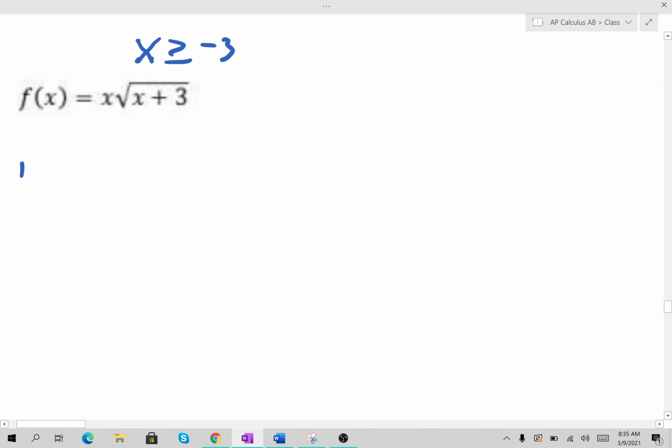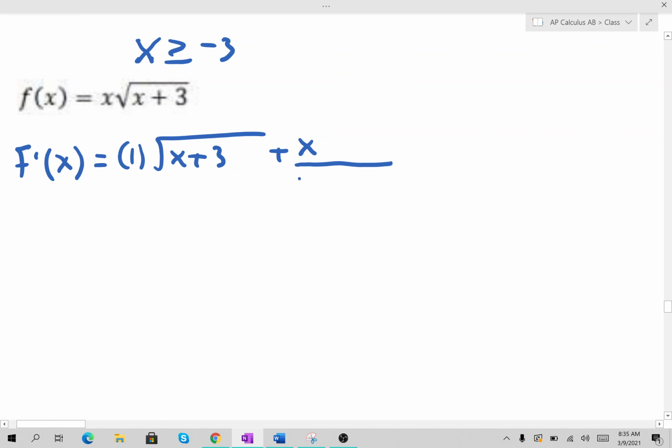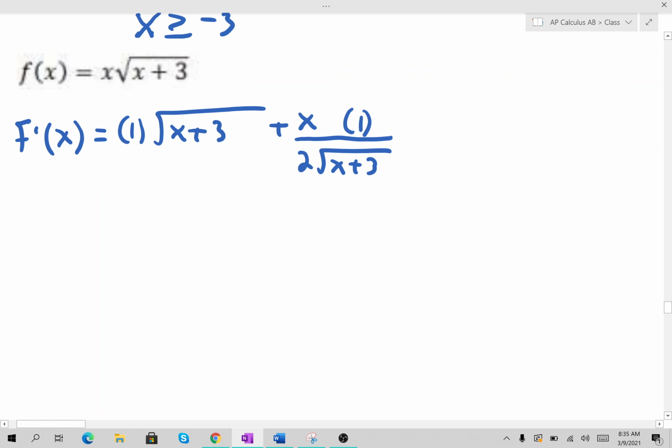So when we derive this, we have to do the product rule. You get 1, that's the derivative of x, times square root of x plus 3, plus x times the derivative of square root of x plus 3, which is 1 over 2 times the same thing, times the derivative of the inside, which in this case is just a 1. These 1s don't really need to be here, but they're there. So now we have a derivative that's a part fraction and a part not fraction. The way you're always going to handle that is make it one big fraction. You get a common denominator.